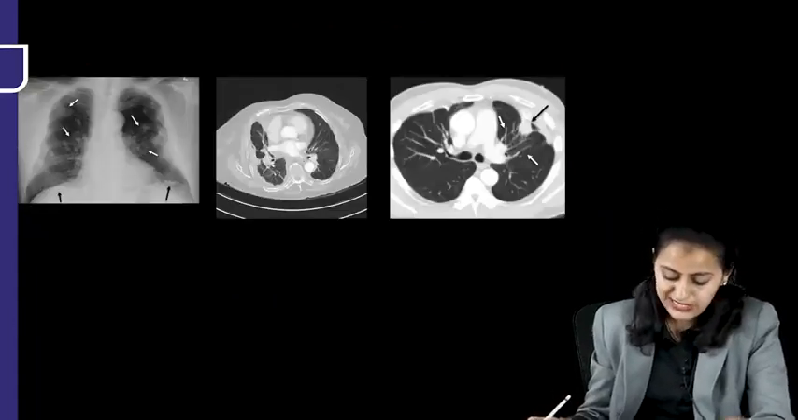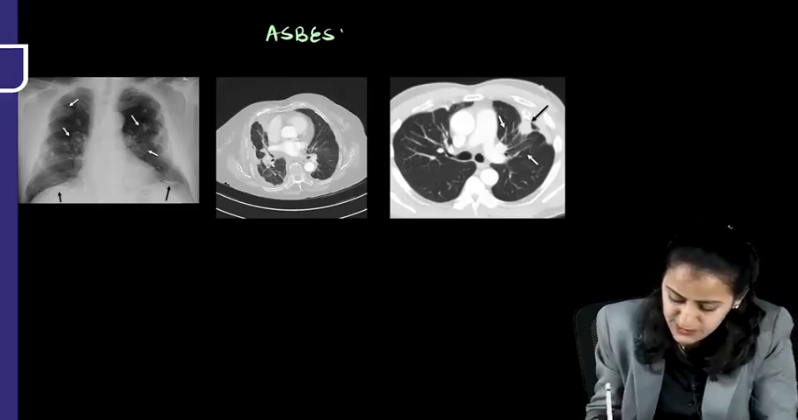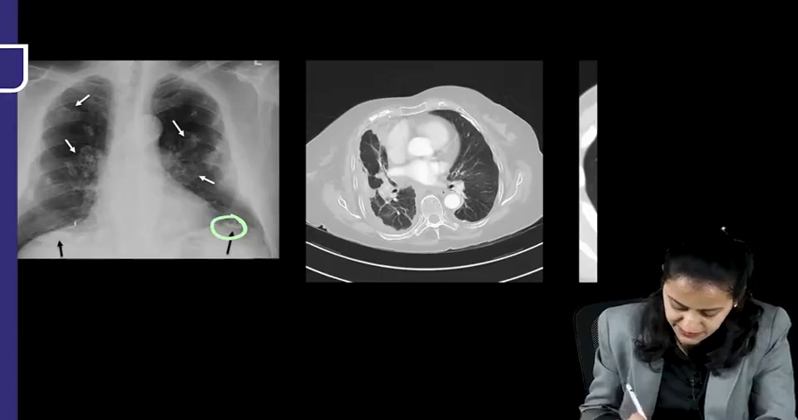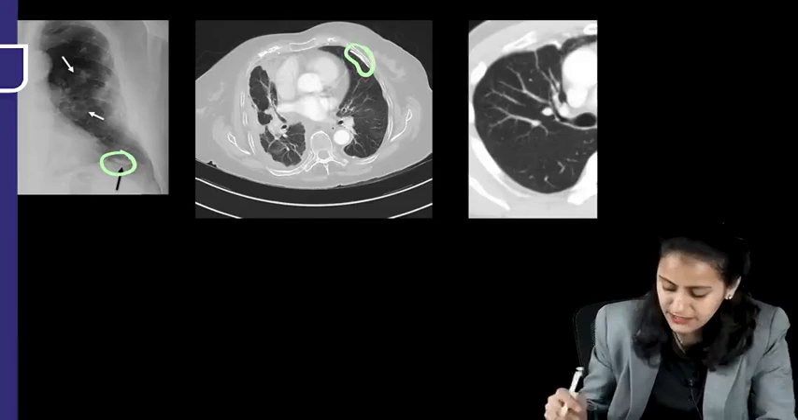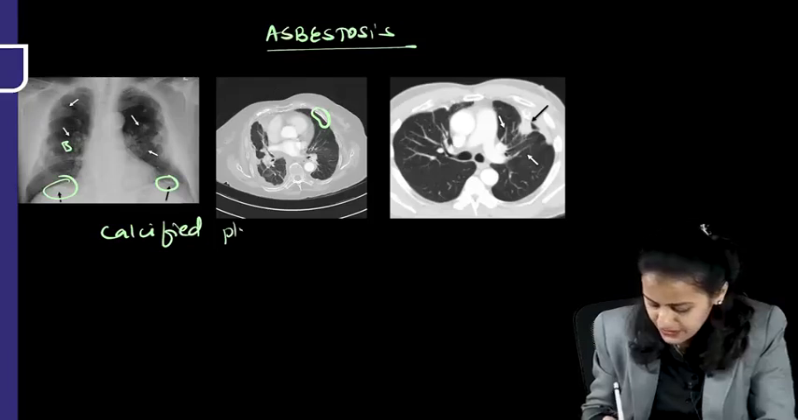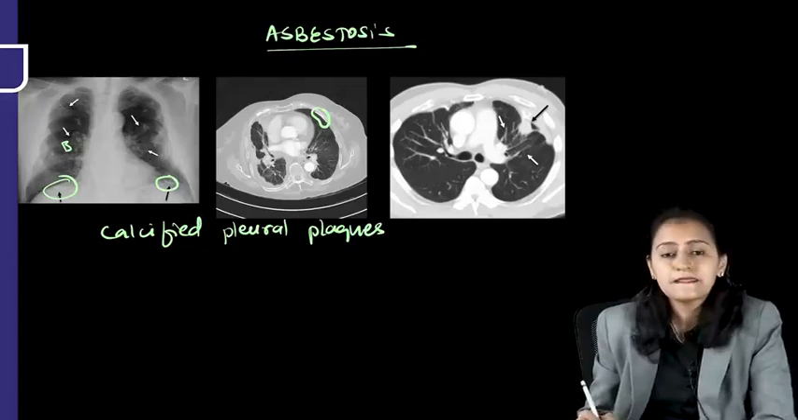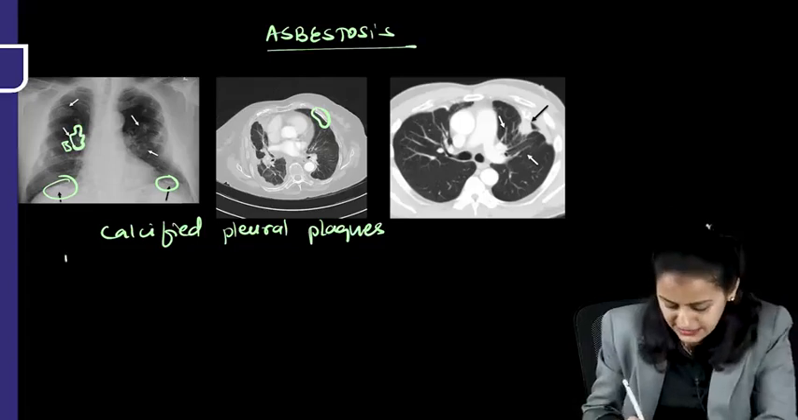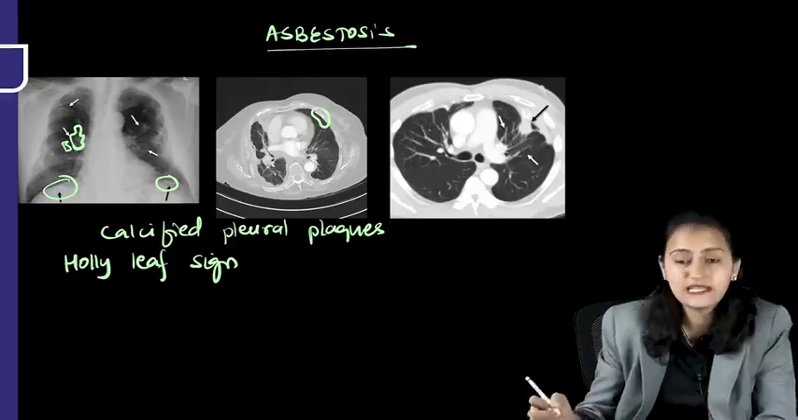Next one, what do you think is this occupational lung disease that we are seeing here? This is asbestosis. Why is this asbestosis? Because what we are seeing here are these calcified lesions. The calcified lesion here as well, which is suggestive of calcified pleural plaques. Okay, so basically these are calcified pleural plaques that we are seeing here. And these pleural plaques, end phase, they appear irregular like a leaf, that is called the holly leaf sign. Okay, that is called the holly leaf sign.